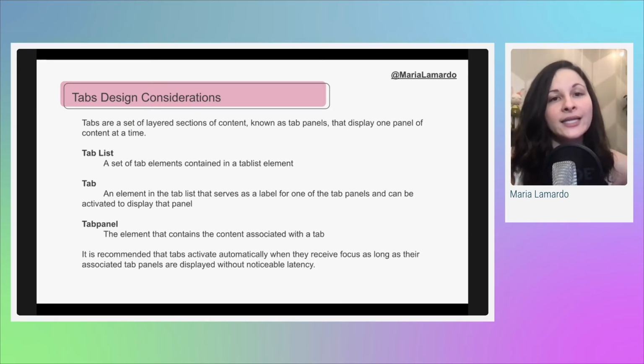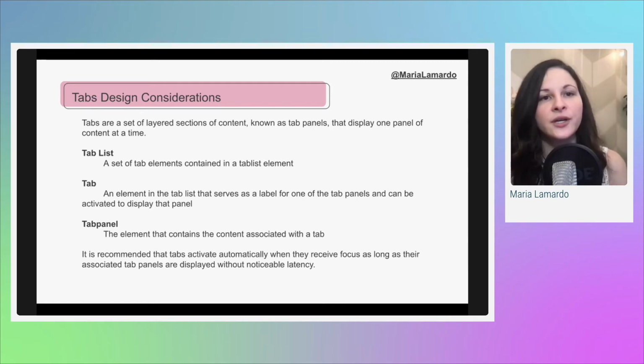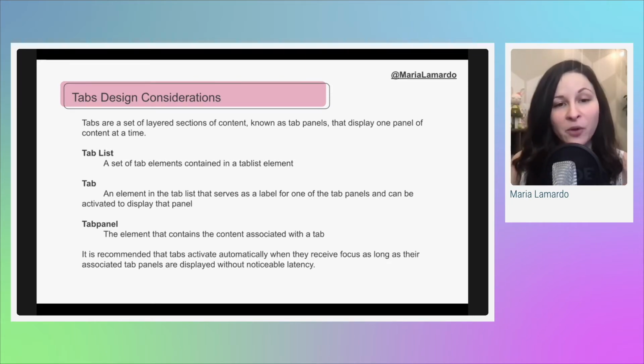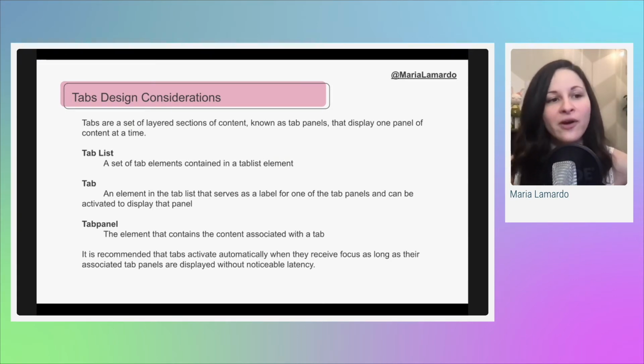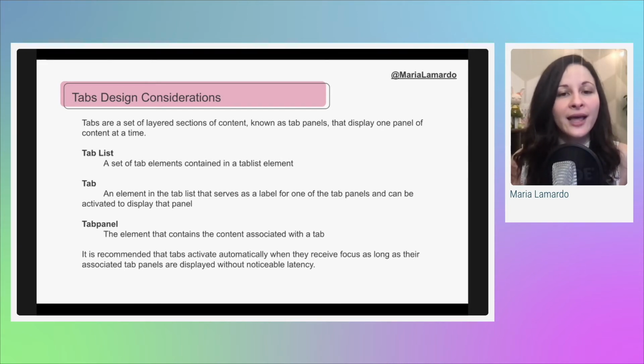Now, there are two types of implementation for this. You can have automatic tabs, in which as you go through the tabs, the content will load and open for that tab panel, or you could have it so that you manually activate those tabs. The recommendation is to have the tabs automatically activate as long as it doesn't cause noticeable latency. So if that content is easy to load and it's quick, or maybe you have preloaded it, then definitely allow your tabs to activate automatically.